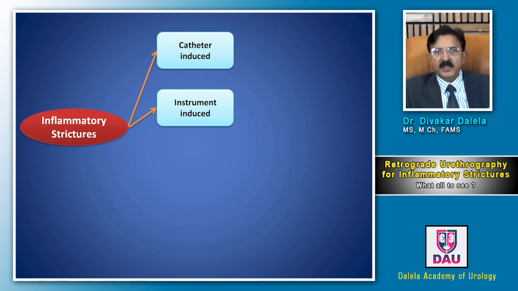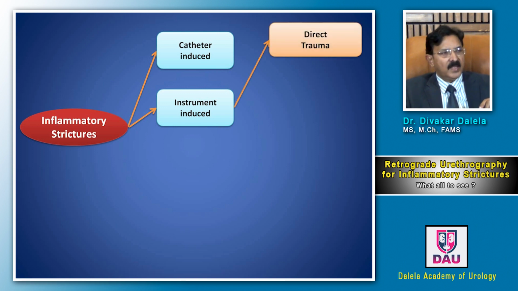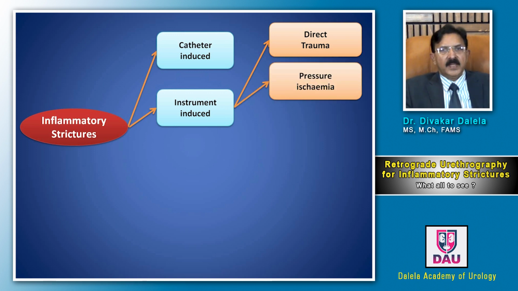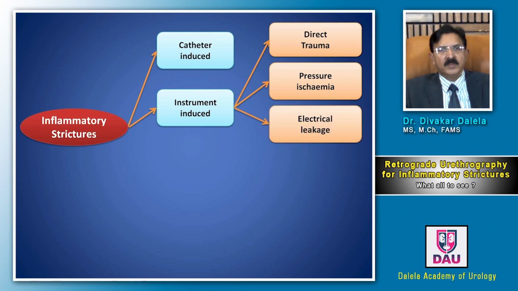The instrument can induce stricture in the urethra either as a result of direct trauma, that means from the tip of the instrument to the urethral wall, right? Secondly, the instrument can cause pressure on the wall of the urethra, and thirdly, it can cause injury to the urethral wall by electrical leakage.